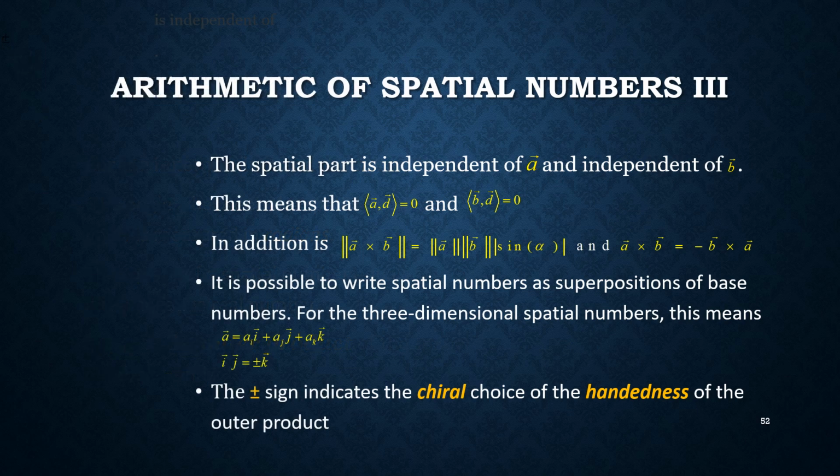The spatial part is independent of A and independent of B. This means that the inner product of A and D and the inner product of B and D both are equal to 0. In addition, it is possible to write spatial numbers as superpositions of base numbers. For the three-dimensional spatial numbers, this means the plus-minus sign indicates the chiral choice of the handedness of the outer product.